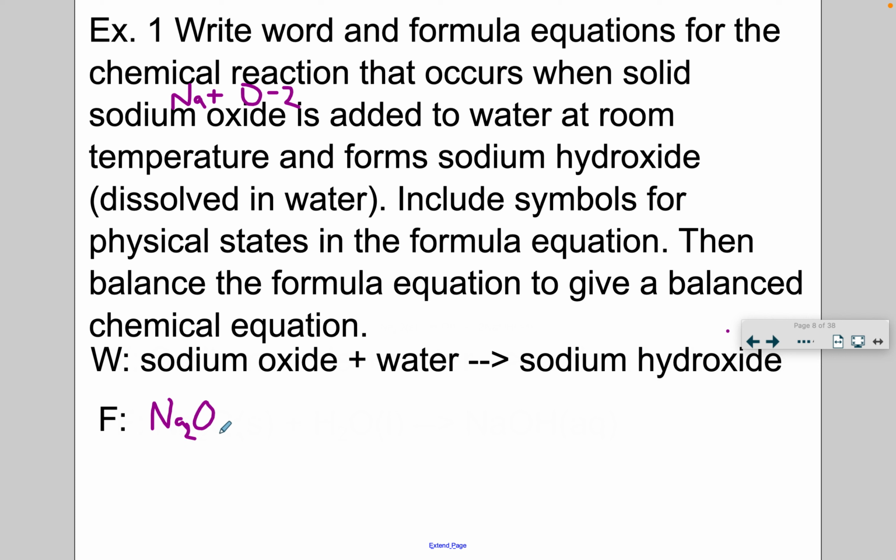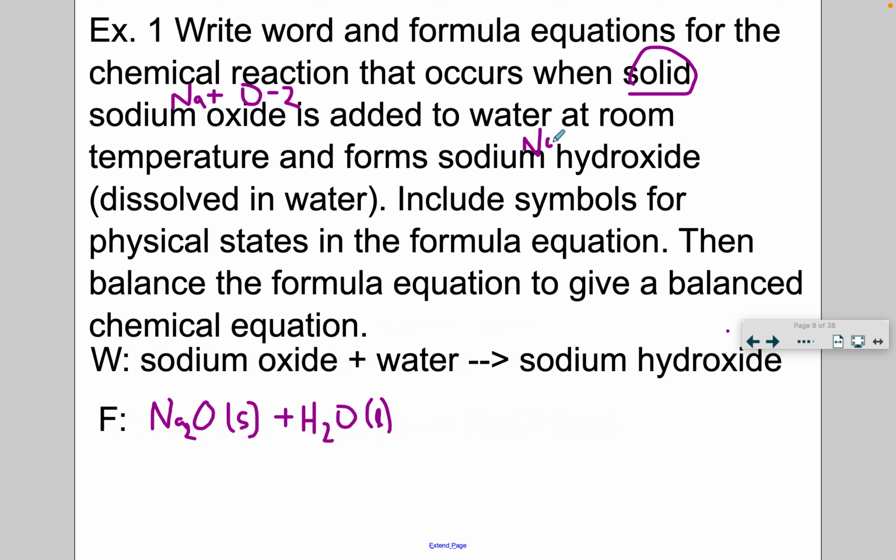Now what's the state of sodium oxide? Oh, it says that it's a solid. So Na2O, parenthesis, little s, plus water. All right, water is H2O. I sure hope you know the chemical formula for water. Now, if it says water vapor, then it would be a gas. If it says ice, then it is solid. So water, by default, is liquid. Okay, at room temperature and forms sodium hydroxide.